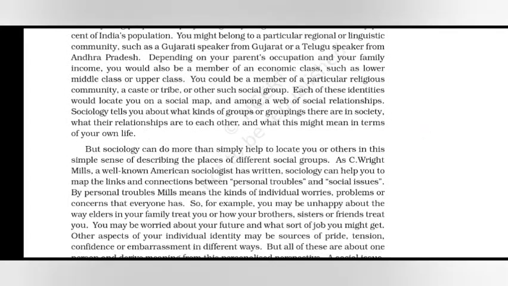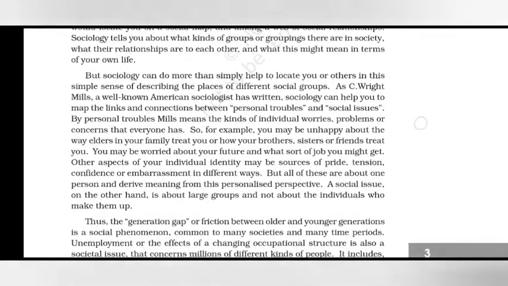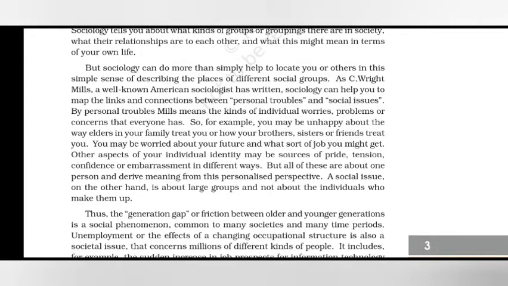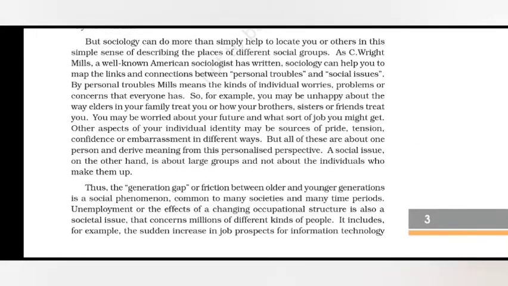You could be a member of a particular religious community, caste, or tribe, or such social group. Each of these identities would locate you on a social map and among a web of social relationships. Sociology tells you what kinds of groups or groupings are there in society, what their relationships are to each other, and what they might mean in terms of your own life. But sociology can do more than simply help to locate you or others in this simple sense of describing the places of different social groups.